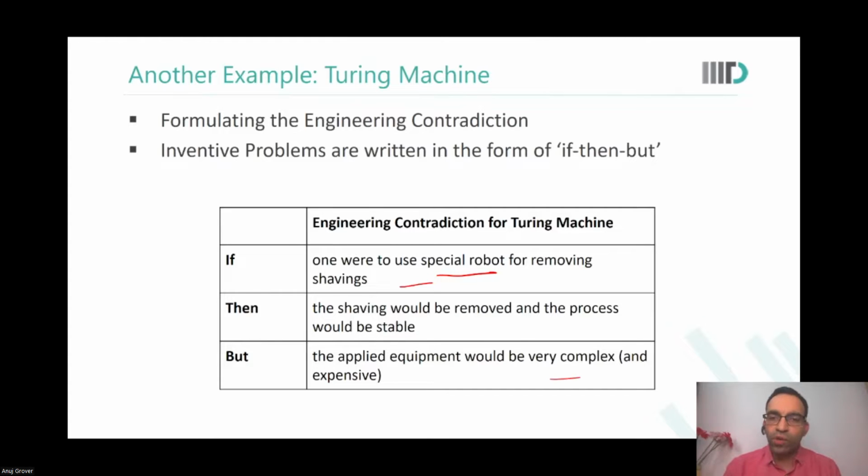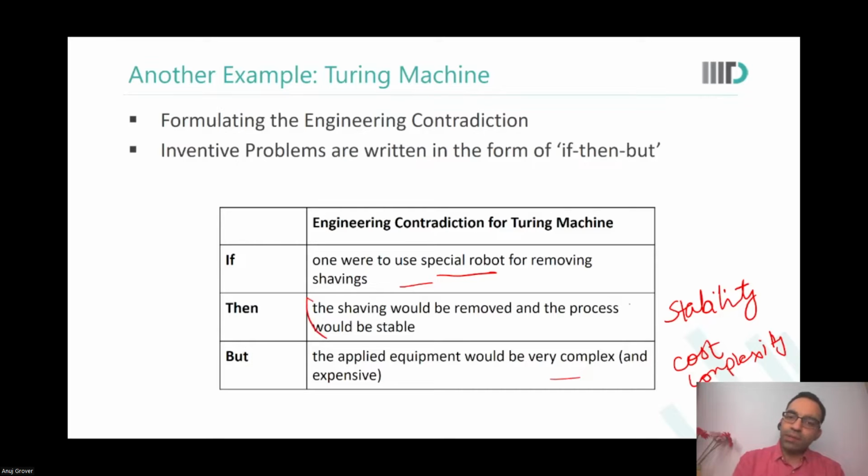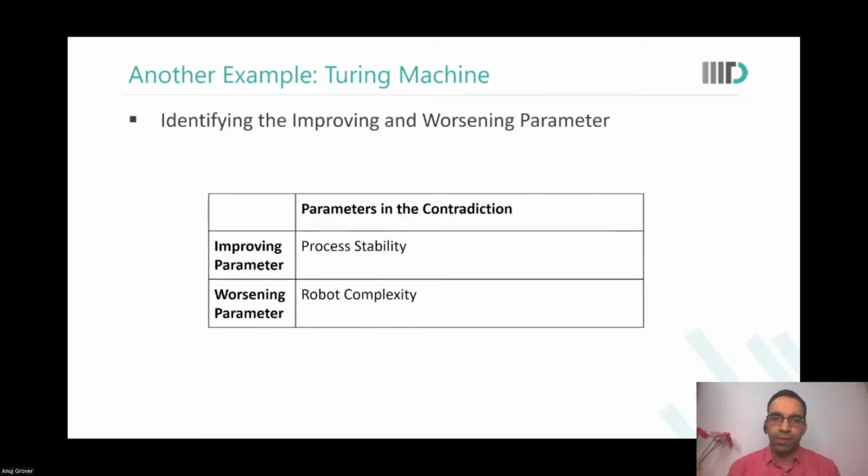So what do we want to do? We want stability, but we do not want the cost or complexity to degrade. Are you able to see this? So whatever the "then" and "but" parts are, you try to generalize them. You want to improve process stability, but do not want to degrade the complexity of the system. So you come to more generic parameters.